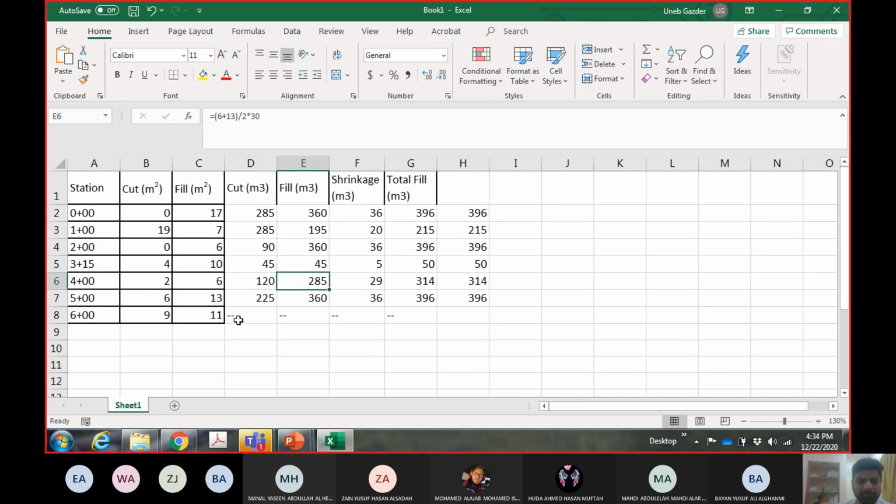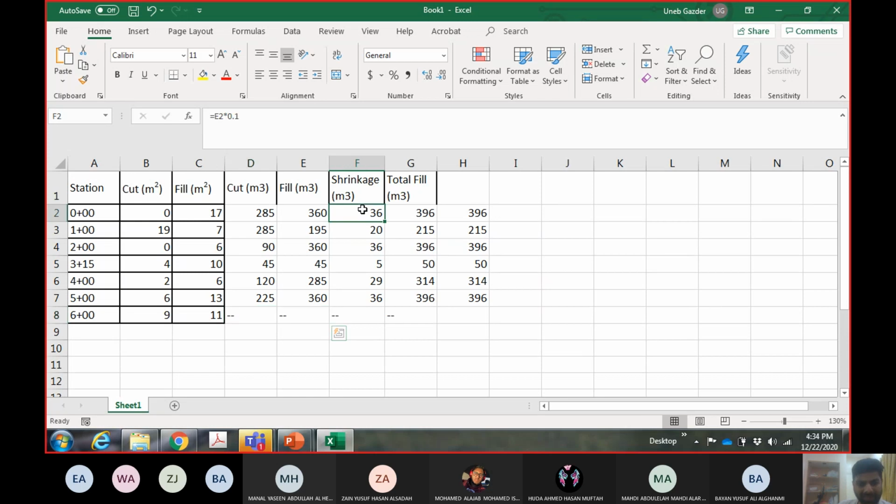Some of you made a mistake calculating the volume here as well. You cannot calculate volume from the last station onwards. Volume requires length. You are already at station 6. This is the end of the road, the end of the project. After this value, there's nothing, so you cannot move forward. You cannot calculate volume starting from station 6. Station 6 is the end. Some of you made this mistake.